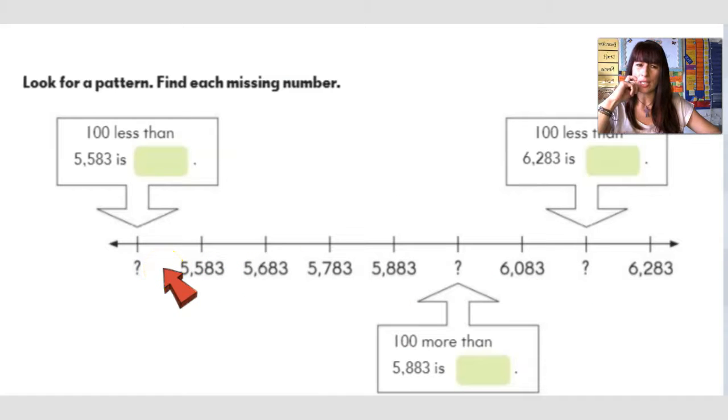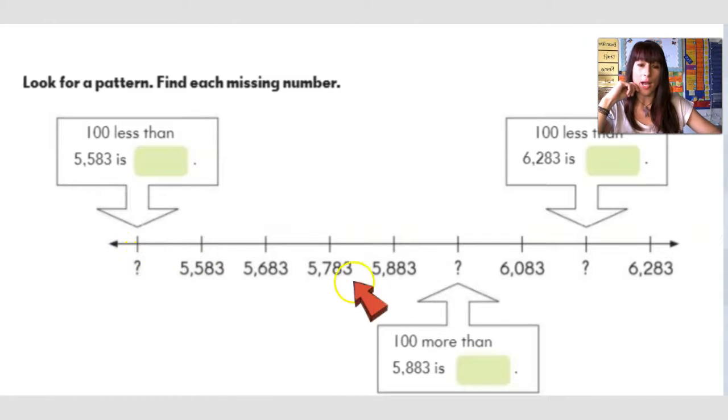But there's something tricky if you look at it closely. The first number is missing. So if the first number is missing, the only rule I can use here is to subtract, because I don't have a number that I can add to that's before it. I only have a number that's after the missing number. So I can only use the rule of subtraction.